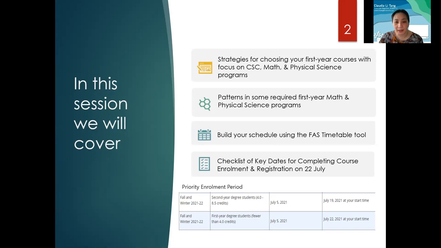We will also, at the end, do a checklist of the key dates for completing your course enrollments and registration on July 22nd. As you know, there's a priority enrollment period that will start on July 22nd, according to the year of study that you've been admitted. Because most of you are admitted for the first year, this is a very important date that you may want to jot down and have your course selections and timetable ready to be able to enroll on this date at your specific start time, which you can view starting on July 5th.